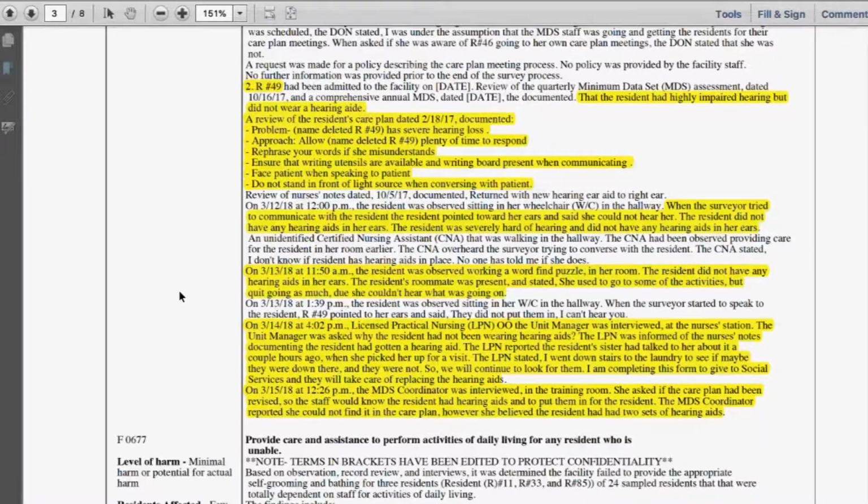Let me ask you this, Richard. Over on the side under the F tag, it says level of harm. What are the different levels of harm?